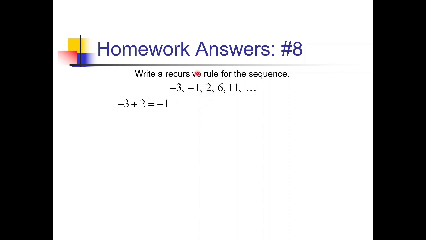So if I want to get 2, I would have to take my last term, negative 1, and add the index 3. Negative 1 plus 3 does give me 2. Okay. 6, I would get that by doing the last term 2 plus the index 4, and that is 6. And 11 is indeed the last term plus the index 5. So my a1 is going to be negative 3. And then for the pattern here, I'm doing last term plus current index. So a sub n minus 1 plus n. And that'll do it.